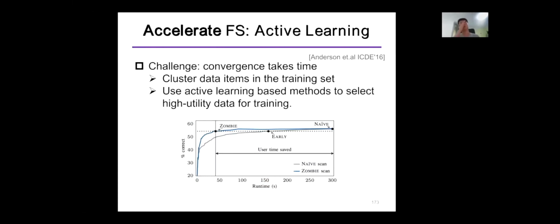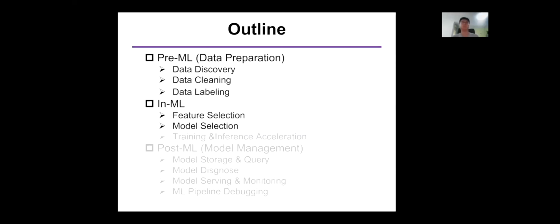The other method is active learning. Use active learning to do feature selection. The challenge is that for model training, convergence takes time. So it clusters the data items in the training set and uses an active learning based method to select the high utility data for training. We can see from the figure that this method converges much earlier than the baseline.